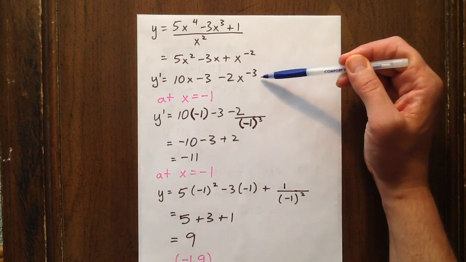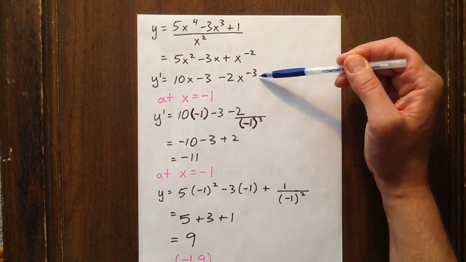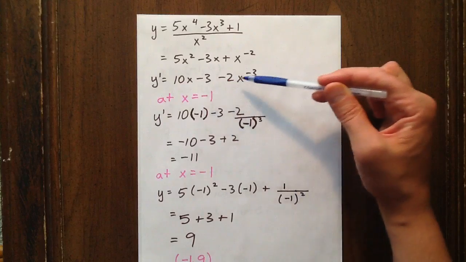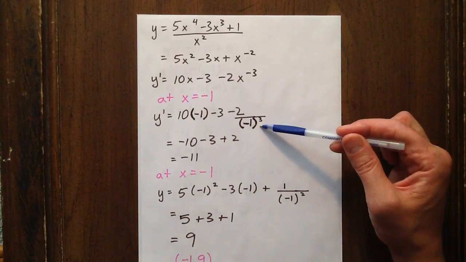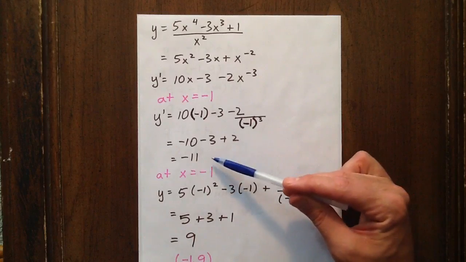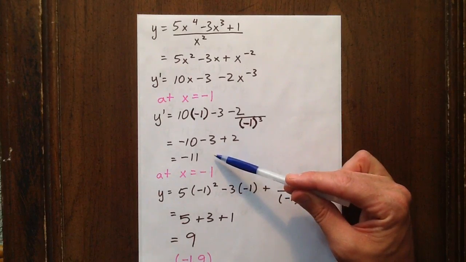At this point, we can use the power rule to determine the derivative, and then we can substitute in an x value of -1, and we can then determine what the actual value of the derivative is at x equals -1. And doing that and simplifying, we see that at an x value of -1, the slope is -11.